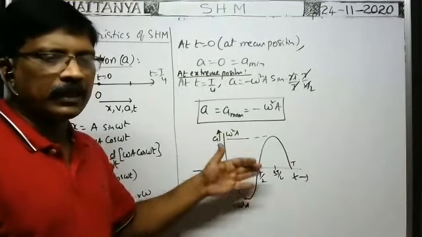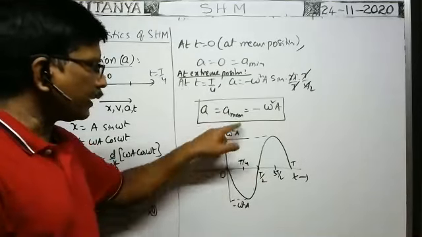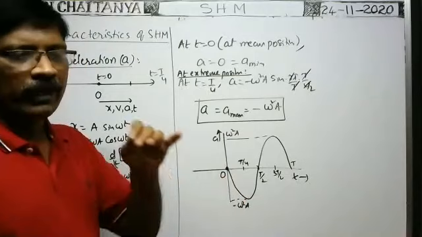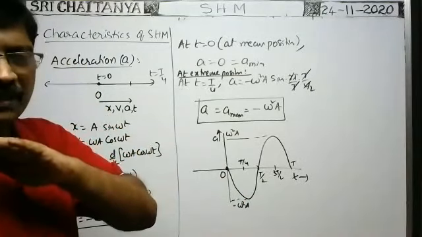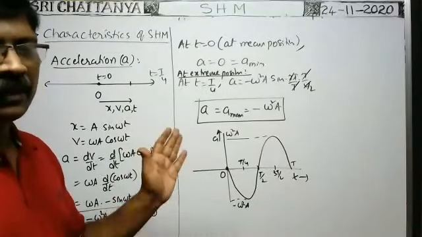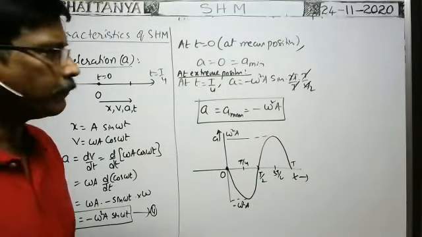Previously, we got the velocity-time graph also like this. From that graph, velocity changes with time. So whenever the particle is in SHM, the velocity does not remain constant with time. It varies with time. Acceleration also does not remain constant. It also varies with time.